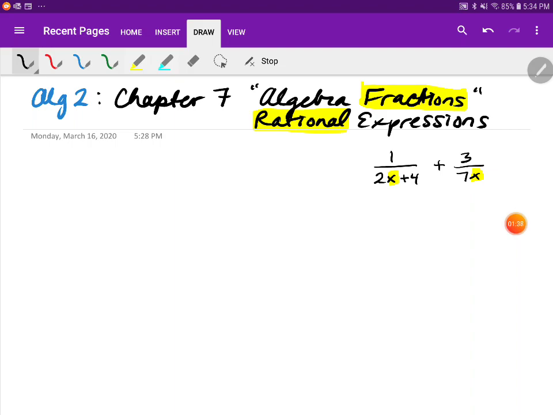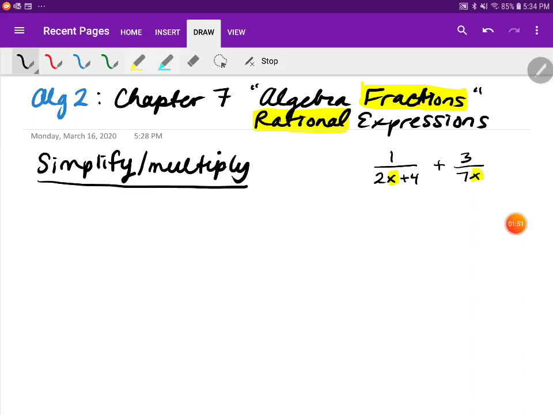The first type we're going to talk about today are the ones that say simplify or multiply. In our Big Ideas textbook, this is section 7.3.